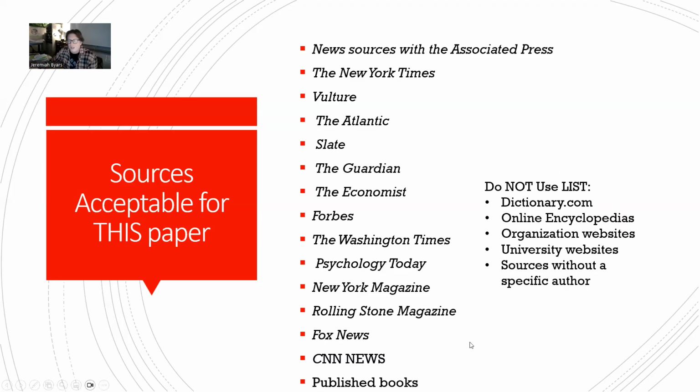Anyways, things you cannot use. Do not use dictionary.com. Do not use online encyclopedias. Do not use organization websites. Do not use university websites. You cannot use a source that does not have an author. If it's a website, you can't use those. If it is an article published by some sort of news source that has an author, okay, you can use it. A lot of these have editorials and opinion pieces. So I do not want a dictionary or encyclopedia entry. I'm looking for you to read professional writers, not just information, but writers. If you have any questions, let me know.